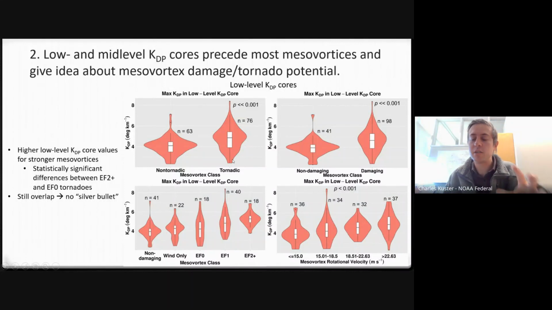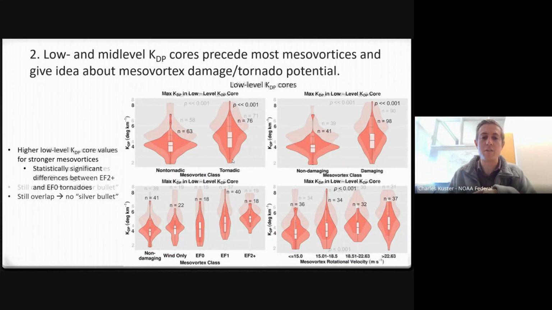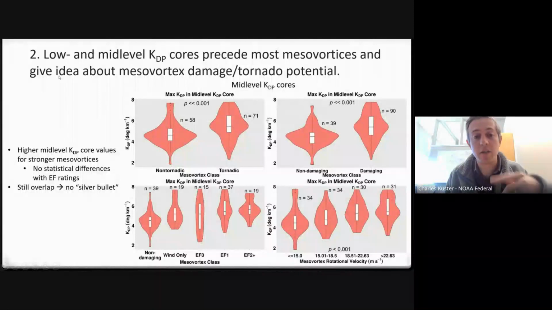Or maybe you're starting to see some confidence builders, and you look and find the mid-level KDP core has a magnitude of 6. I talked about the one that produced an EF2 tornado. Its magnitude was close to 6. If you come to 6, and you see on these violin plots, oh man, this is above the median. It's well above the 75th percentile. I have these other confidence builders, and my KDP core magnitude is 6.